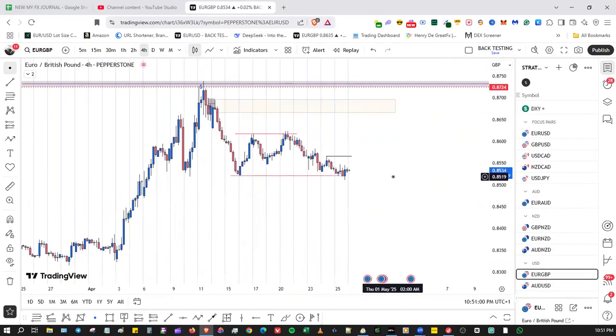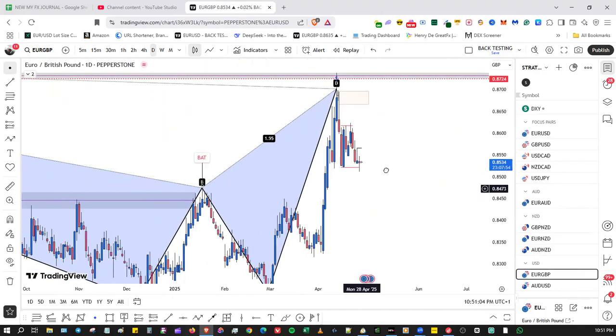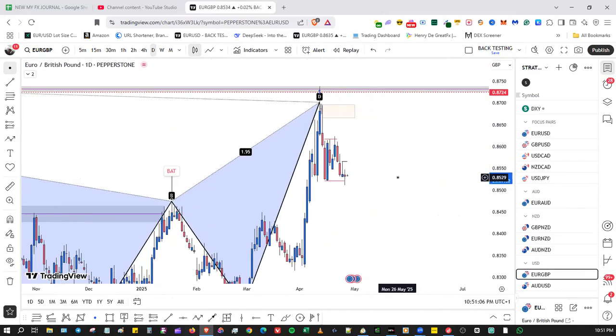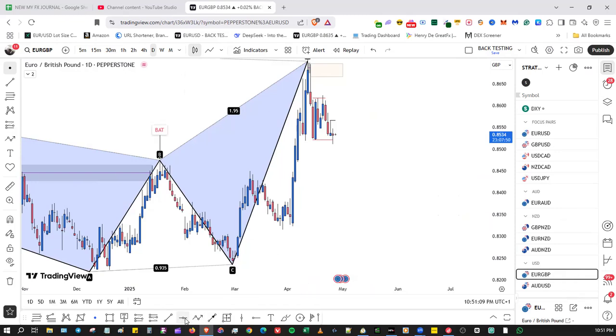So for Euro GBP, okay, price is kind of consolidating, and of course, one could imagine, but then I'm looking for price, if price can be able to get to this level, okay?